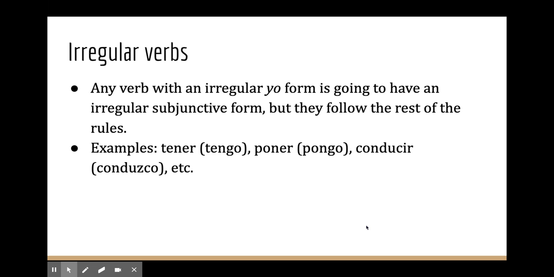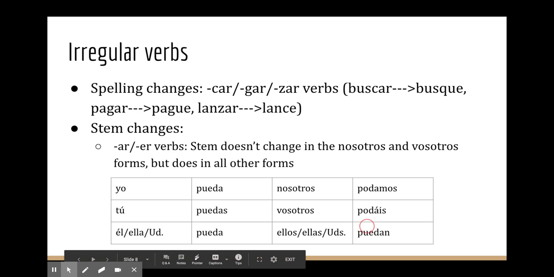But we're going to go over the exceptions here. So any verb with an irregular yo form is going to have an irregular subjunctive form, but they follow the rest of the rules, right? So tener is tengo, but when you're making the subjunctive forms, you follow the same rules as you do with a regular verb. Poner is pongo, but still going to follow the rules. Conducir is conduzco, but you're still going to follow the rules. So ponga, pongas, ponga, pongamos, pongáis, pongan. Conduzca, conduzcas, conduzca, conduzcamos, conduzcáis, conduzcan. So you take the yo form, drop the o, add the endings. That's how it's going to work for most of the verbs.